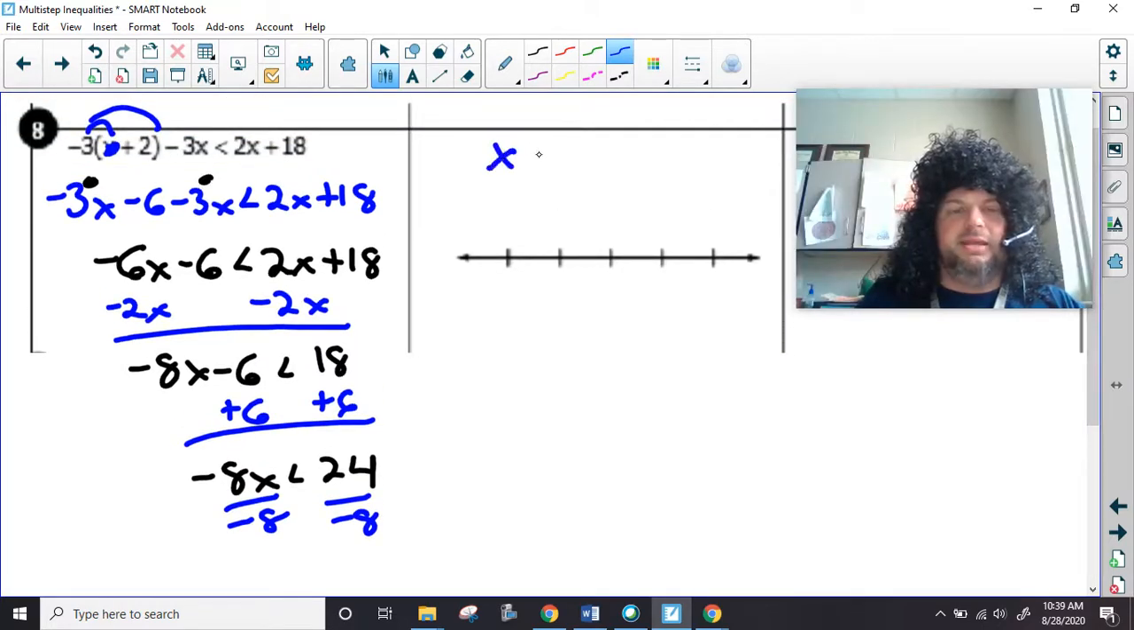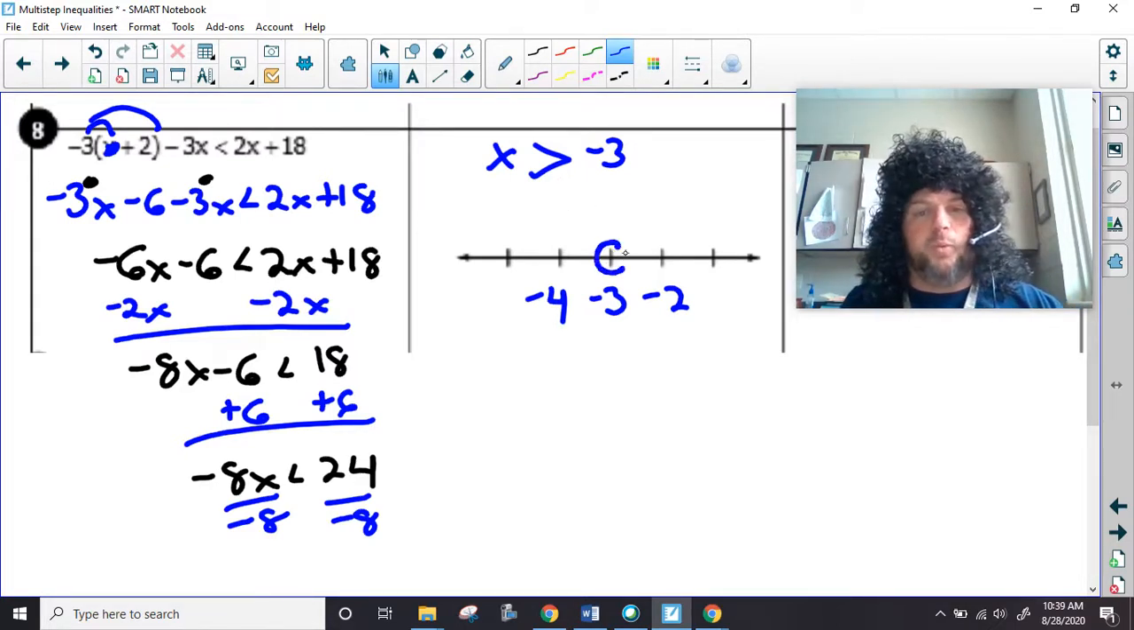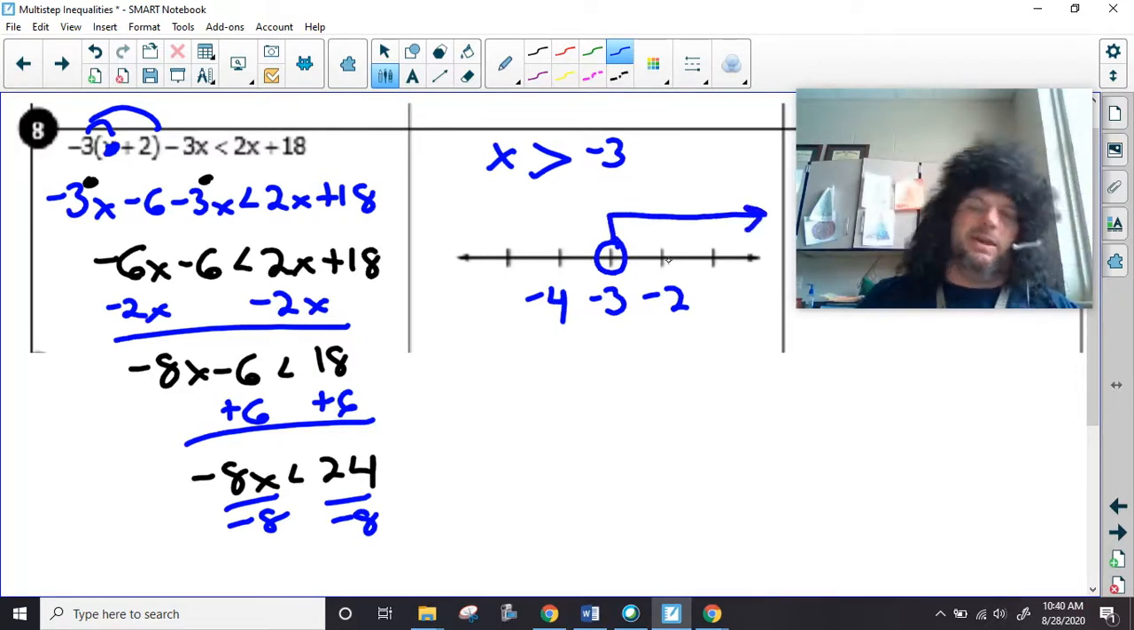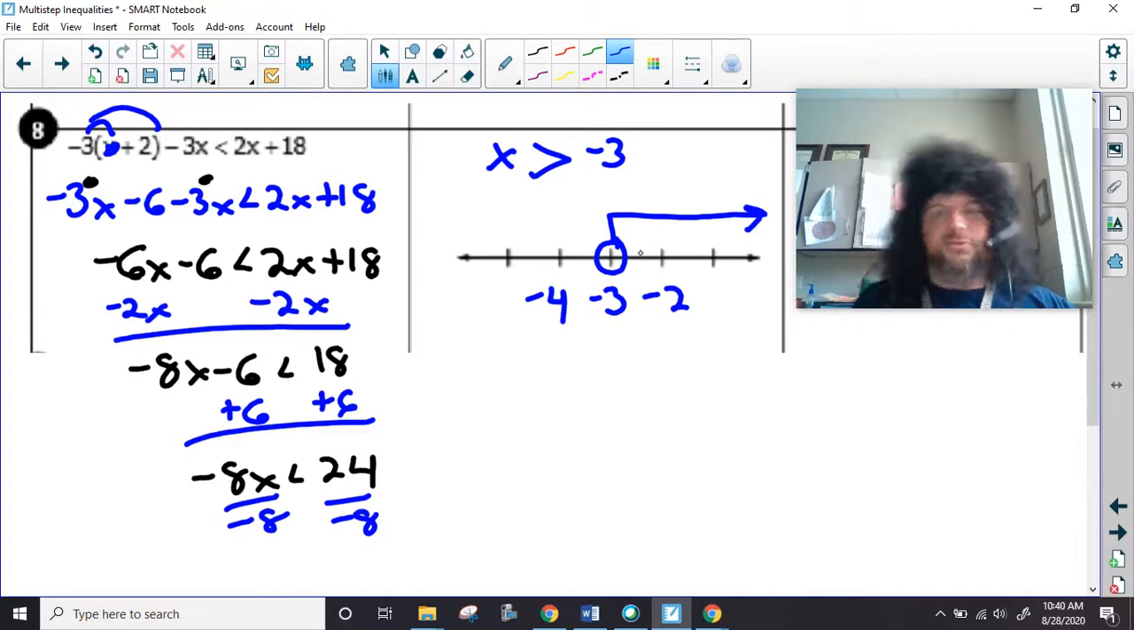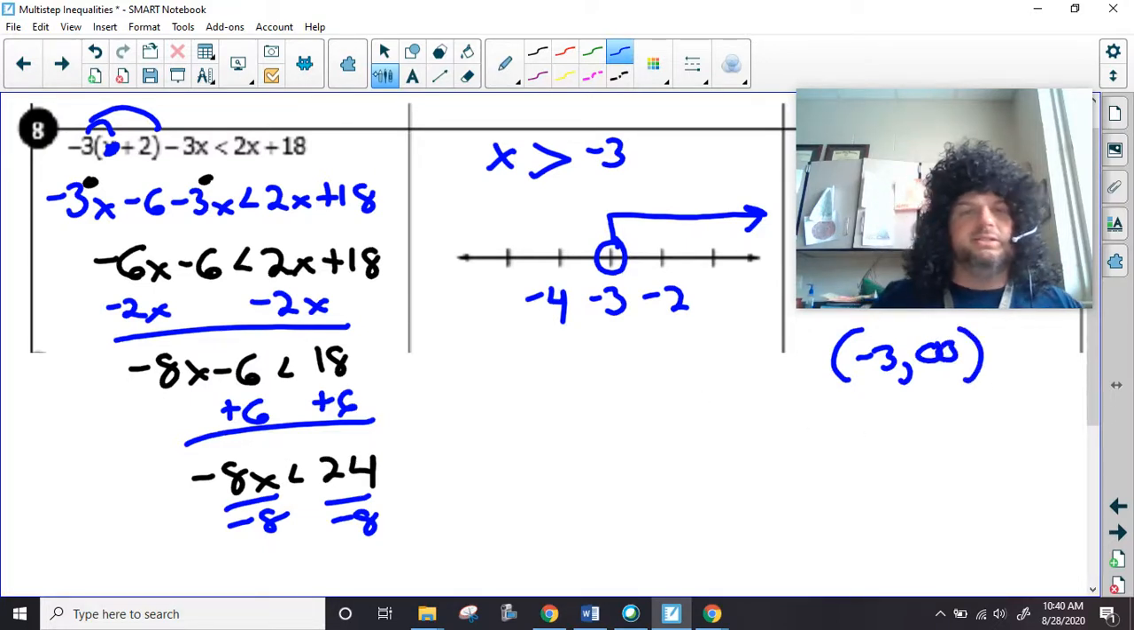So I get x is greater than negative 3. So negative 2, negative 3, negative 4. All right, open circle, not included. Recognized, but not included. Friend zone. All right, so this time we're going to go to the right. So as we read this from left to right, this goes from negative 3 with a parenthesis all the way to infinity and beyond.